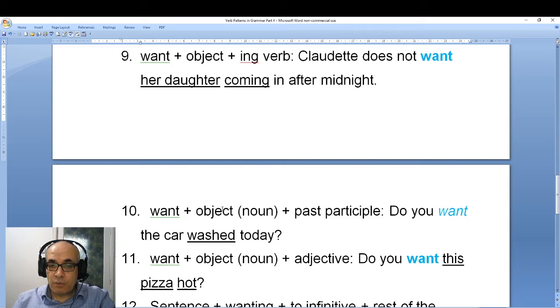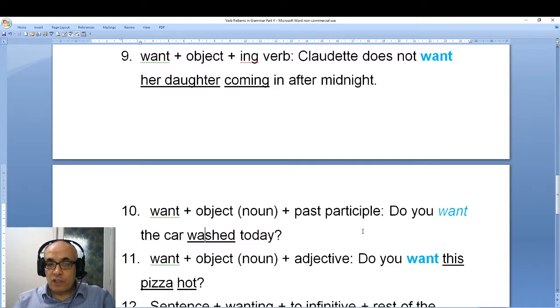Want plus an object, and this object is a noun, plus past participle. Do you want the car washed today? So as you can see, the car is what? It is the object, it is a noun. Washed is the past participle of wash. Wash, washed, washed. So do you want the car washed today? This is a very good structure again for the verb want.